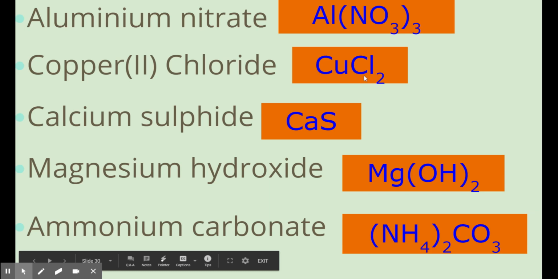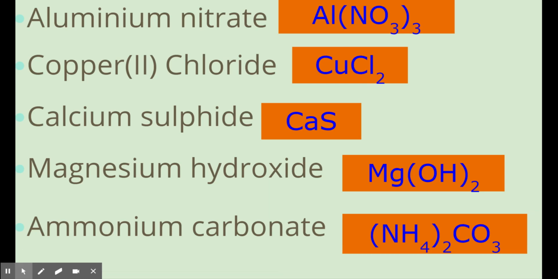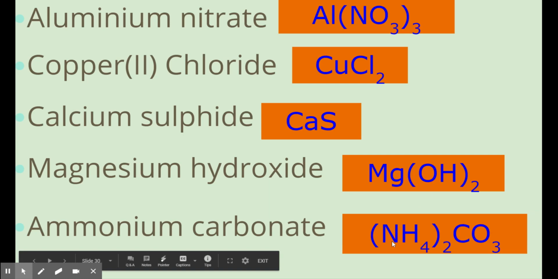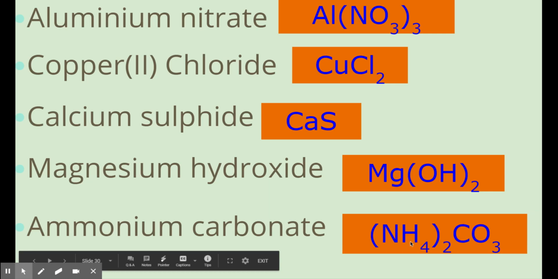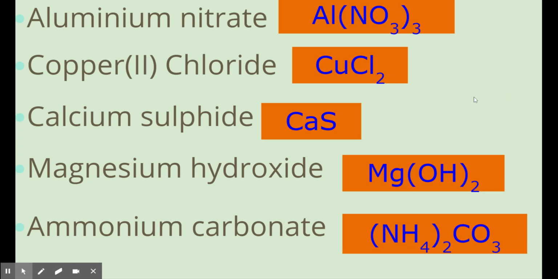But look here, this chlorine is not polyatomic because it only has one atom in this anion, so that's why we don't need a bracket. But if you have more than one element inside this ion, then we need a bracket if you have a multiple of more than one. So this is how we write the chemical formula.